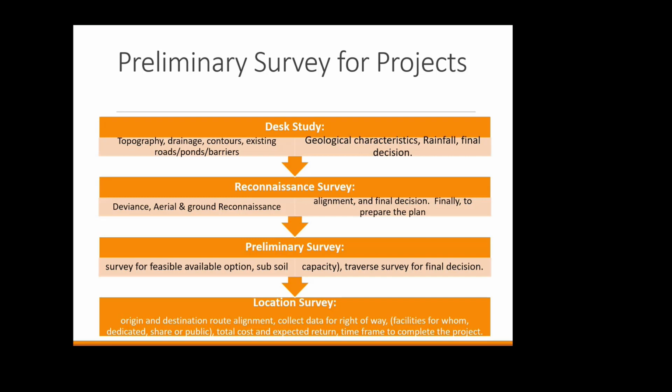So the next part of the reconnaissance survey is about alignment, and we come up with a final decision. Alignment means where we can pass, where we can put the route. You should keep in mind that straight alignment is perfect, but straight alignment is not always possible. We need a lot of cutting and filling. So the final decision should always consider all those parameters. And then at this stage, we only create a final plan on the basis of the above information.